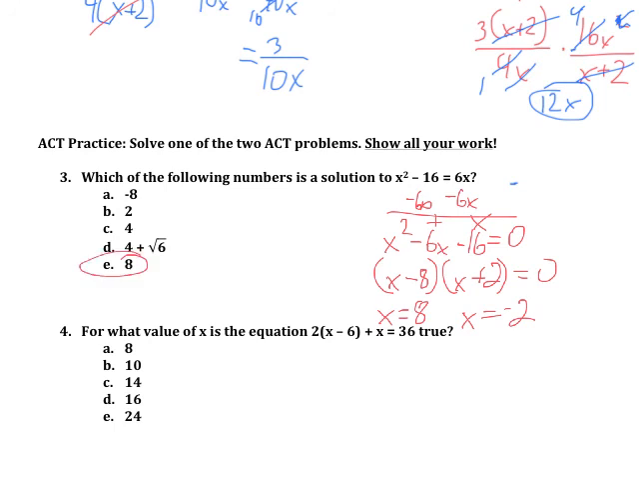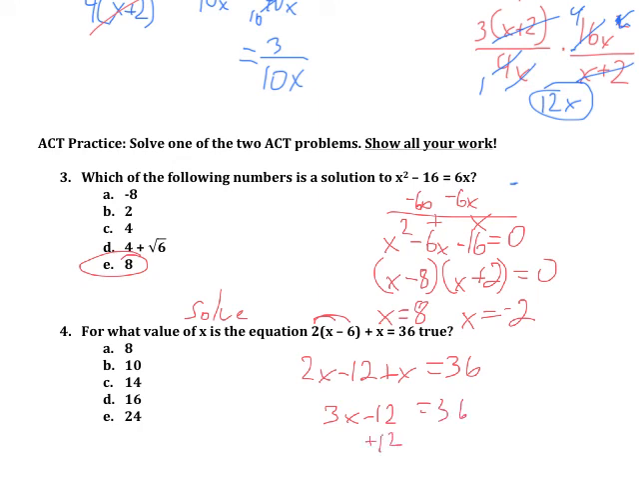Number 4, for what value of x is that equation true? In other words, it just says solve. I mean, that's really all that means. Sorry. 2 times x and 2 times negative 6, a little distributive property. And combining like terms, 2x and x makes 3x.